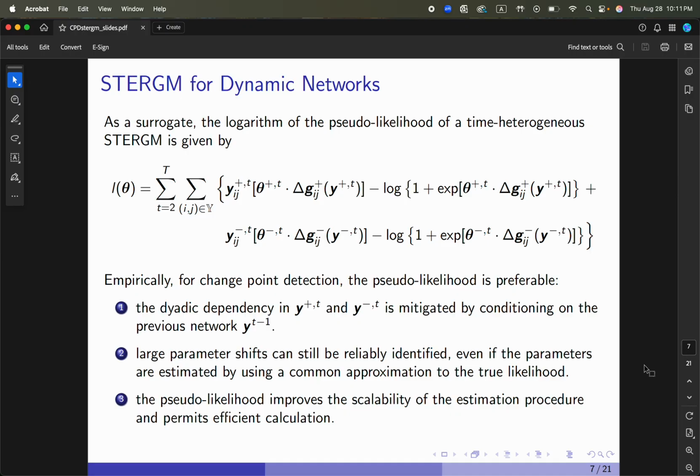As a surrogate, the logarithm of the pseudo-likelihood of a time heterogeneous separable temporal ERGM is given by the following expression. In this work, for change point detection, this pseudo-likelihood is preferable for the following three reasons. First, the dyadic dependency in Y plus and Y minus is mitigated by conditioning on the previous network Yt minus 1. Second, large parameter shifts can still be reliably identified, even if the parameters are estimated by using a common approximation to the true likelihood. Finally, the pseudo-likelihood improves the scalability of the estimation procedure and permits efficient calculation.